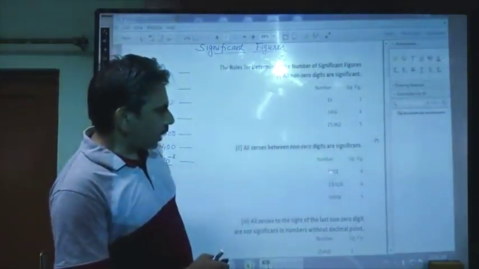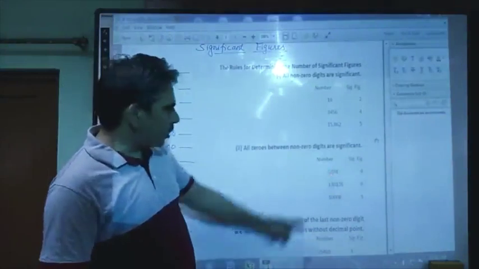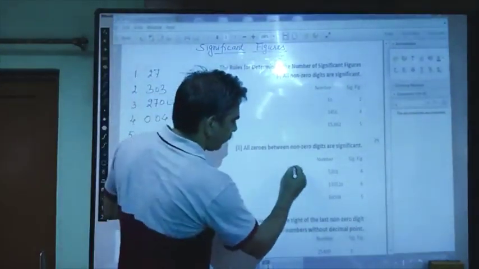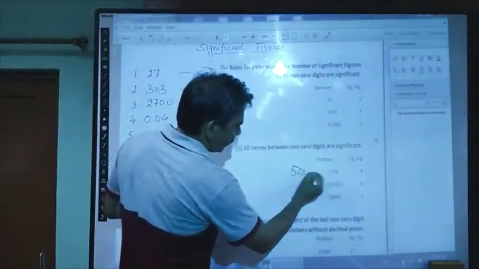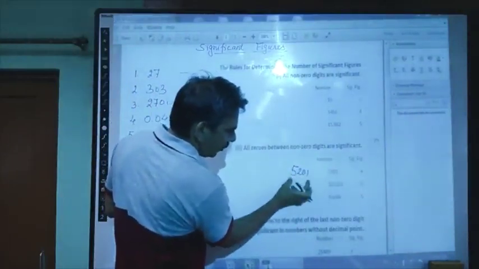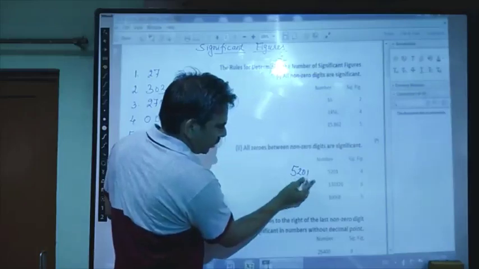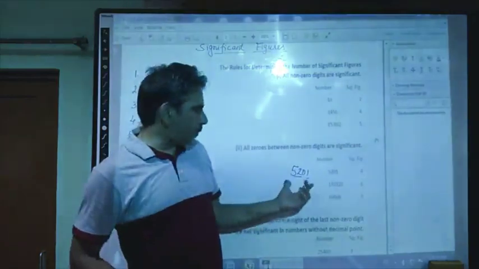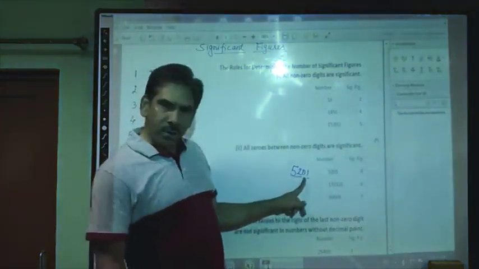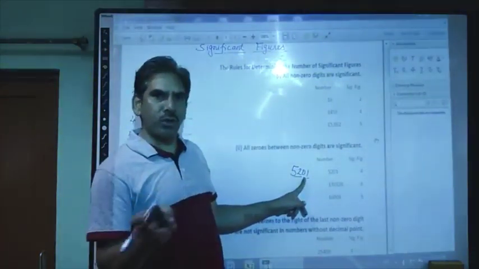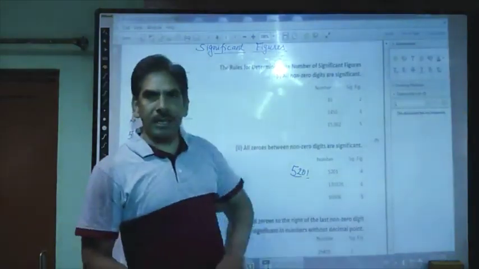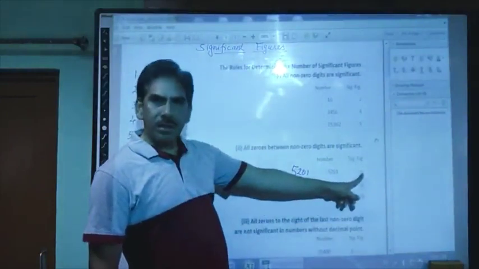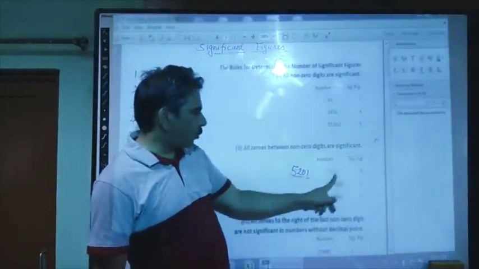The number is 5201. Because there is a zero between the non-zero digits 2 and 1, that zero will also hold some degree of certainty. So it will also be counted as a significant figure. Therefore this number 5201 has 4 significant figures: 1, 2, 3 and 4.